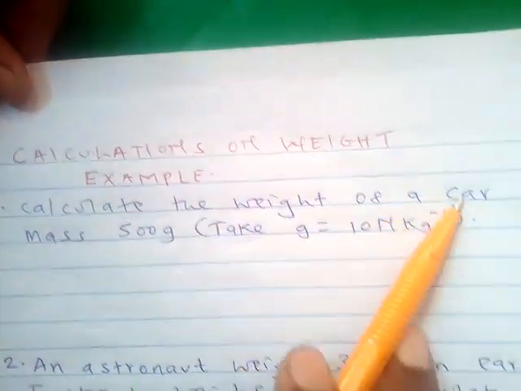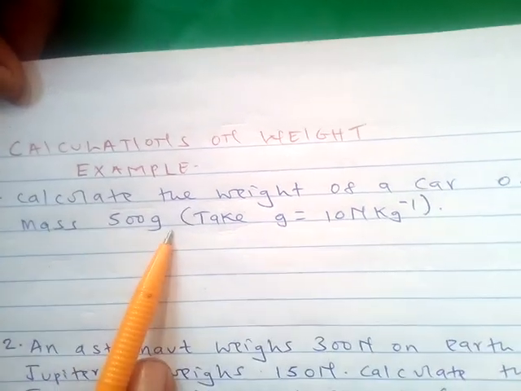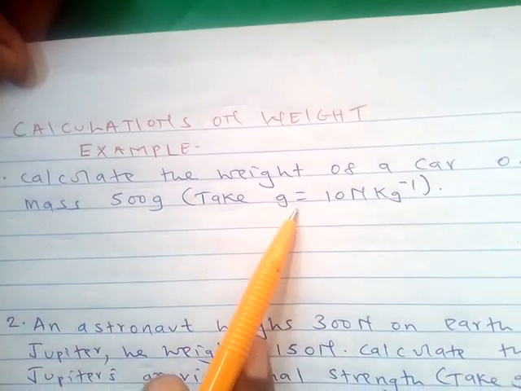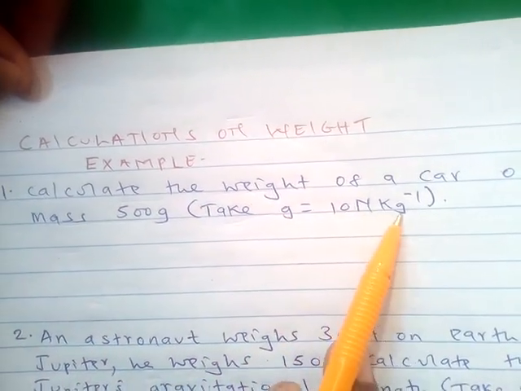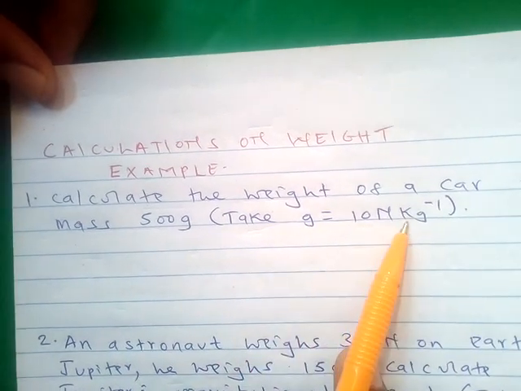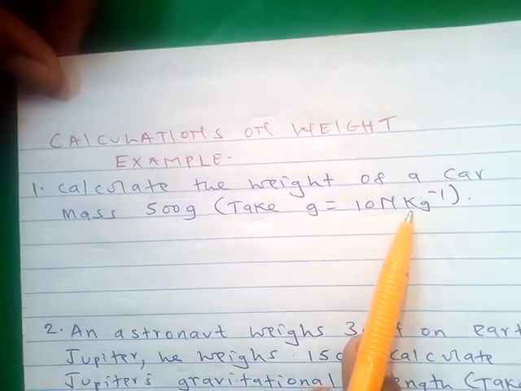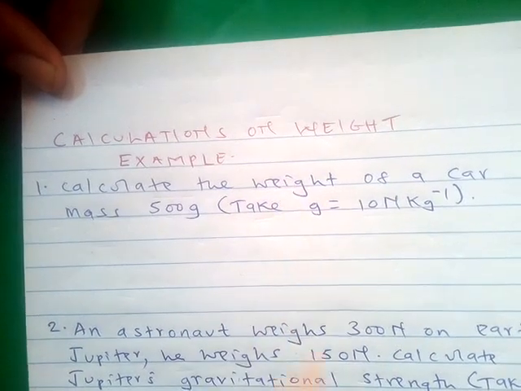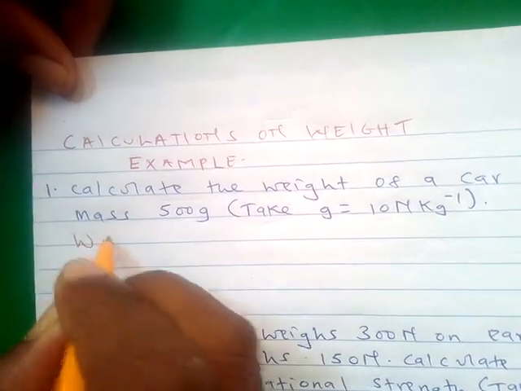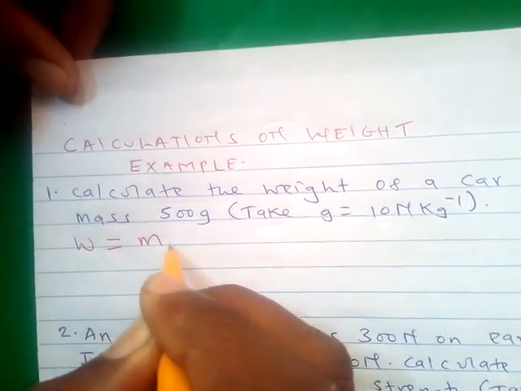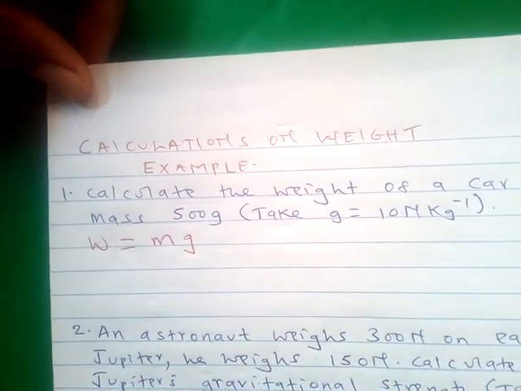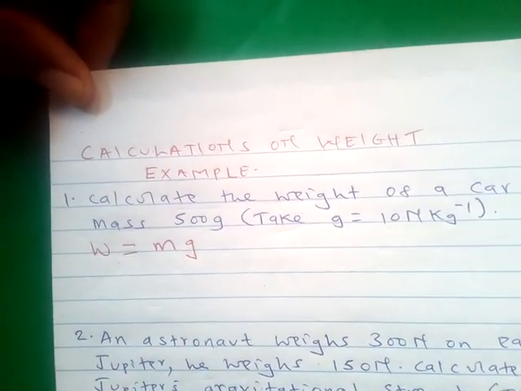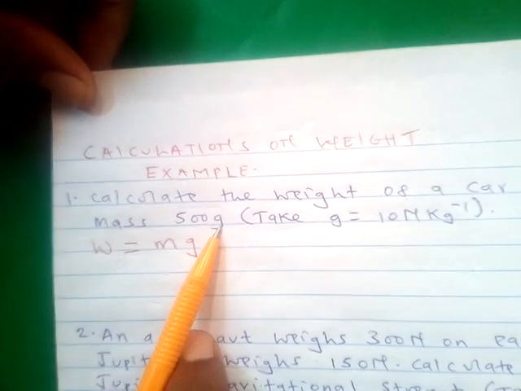Calculate the weight of a car of mass 500 gram. In brackets, take g is equal to 10 Newton per kilogram. Now g represents the gravity on Earth. So they want us to find the weight. So we said that the weight of a body is equal to the mass of the body times the gravitational pull. Now we have the mass of the body, which is 500 gram.